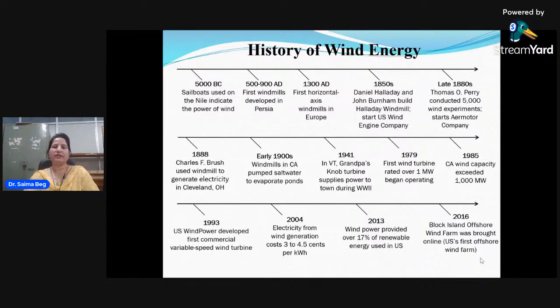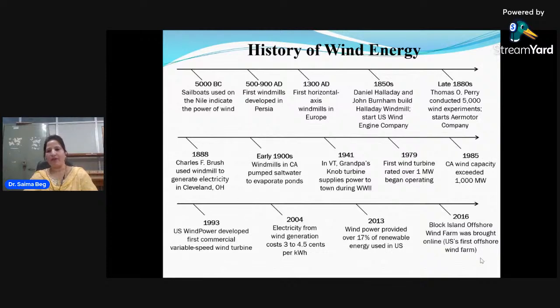Then comes 1888, where Charles F. Brush used a windmill to generate electricity in Cleveland. In 1900, windmills pumped salt water to evaporation ponds. In 1941, the Grandpa's Knob turbine supplied power to small towns. And in 1979, the first wind turbine rated over 1 megawatt began operating.